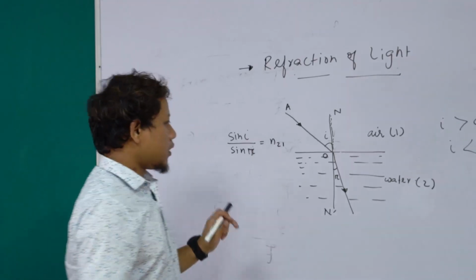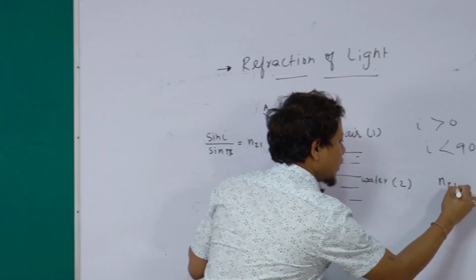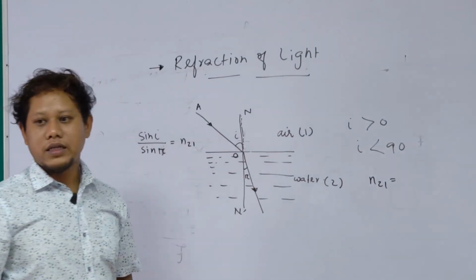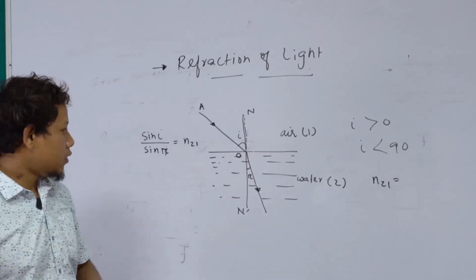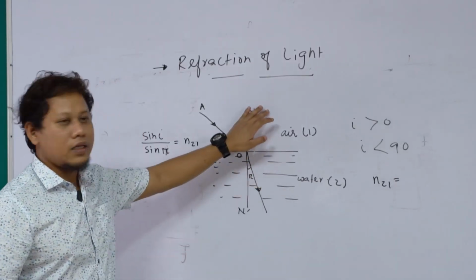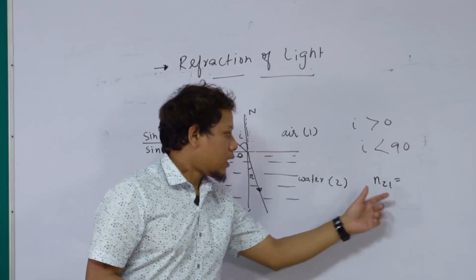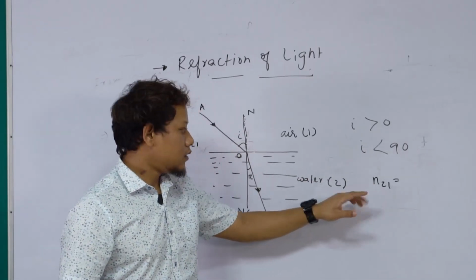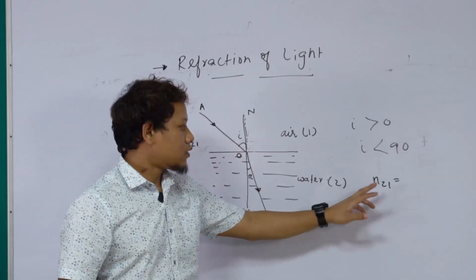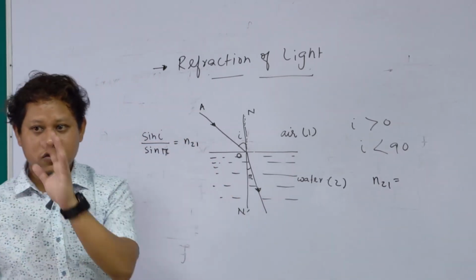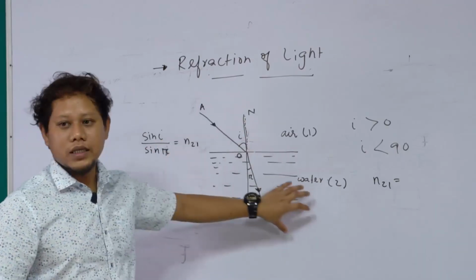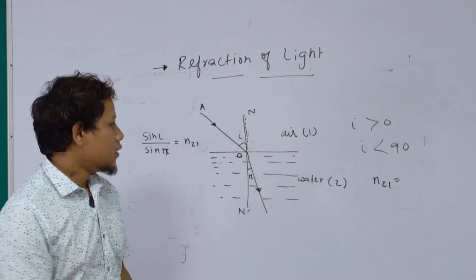So n21, what is n21? n21 is known as refractive index. The refractive index of which medium? The refractive index of medium 2 with respect to medium 1. There is a meaning why I am writing this n21. This represents the refractive index of medium 2 with respect to medium 1. Why? Because the ray of light is traveling from medium 1 to medium 2. I hope it's clear.